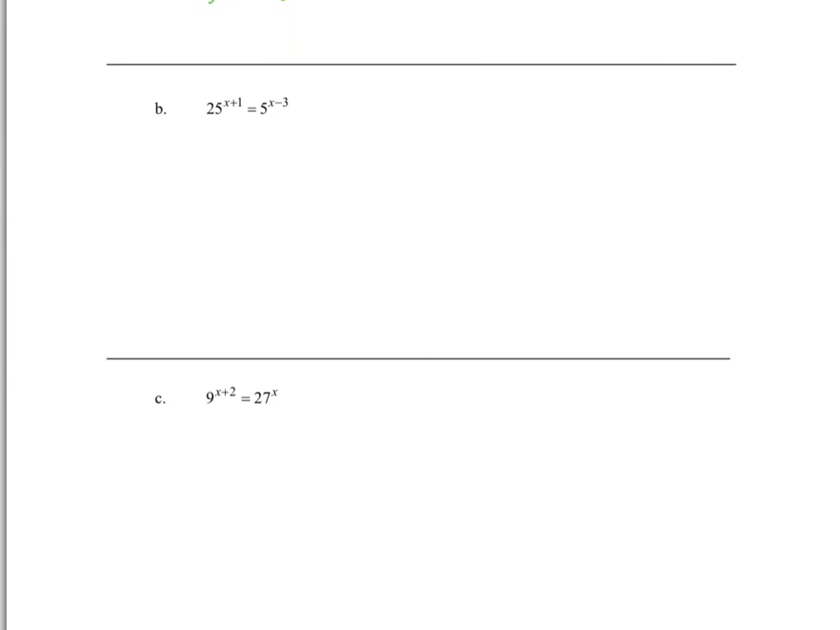25 to the x plus 1 power equals 5 to the x minus 3rd power. We need them to have the same base. So I'm going to make 25 into 5 squared to the power of x plus 1. And that's going to equal 5 to the x minus 3. I don't need to do anything on the right-hand side because it already has a base of 5. So I'm going to put parentheses around my exponents so I remember to distribute. And 5 to the 2x plus 2 equals 5 to the x minus 3 power.